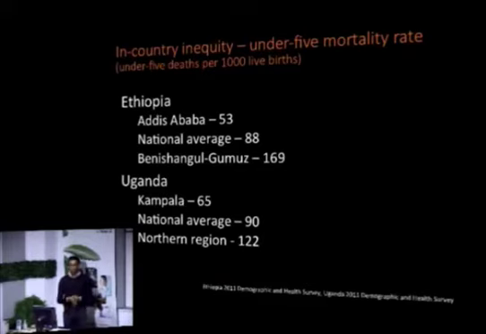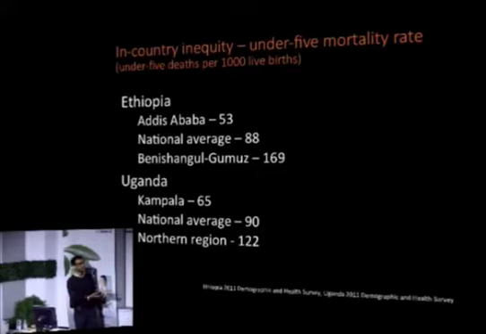And importantly, if we look really closely at these countries, even countries that are not considered fragile states, like Ethiopia and Uganda, we see in-country inequity. What that means is that in Ethiopia, in Addis Ababa, the capital, the under 5 mortality rate might be 53 deaths per 1,000 live births. The national average is higher, but then in one remote part, a large part of the country that borders Sudan, the rate is 169 deaths per 1,000 live births.